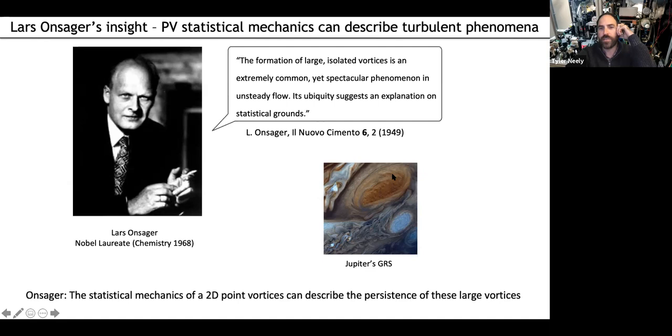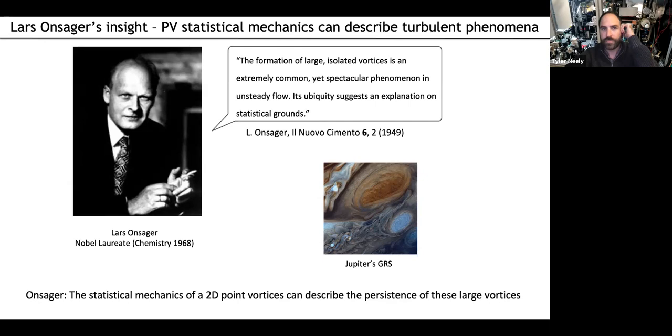And so, you know, the archetypical example that everybody likes to talk about is the Great Red Spot on Jupiter, which, you know, has all this energy being generated all the time, but then it ends up in this big coherent vortex. And so he wondered if he could abstractly think about this from the perspective of point vortices and describe the persistence of these large vortices from that perspective.